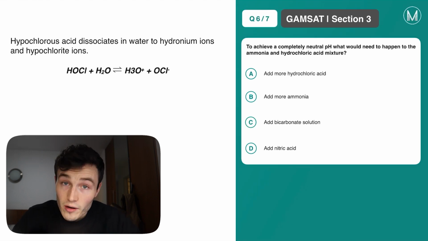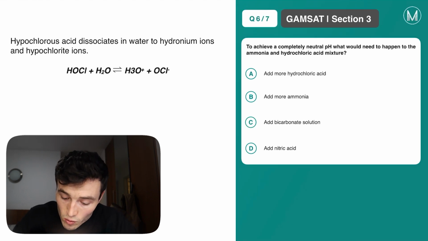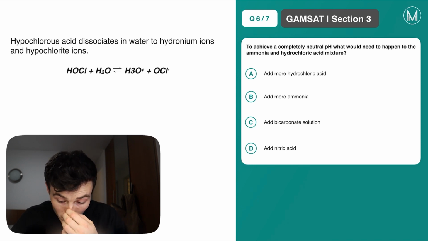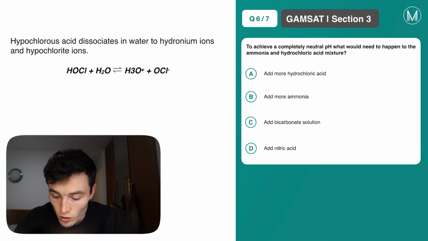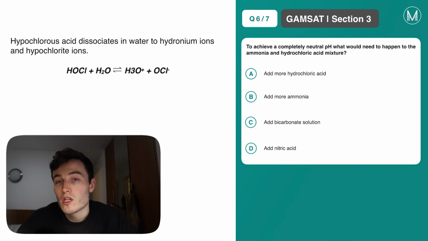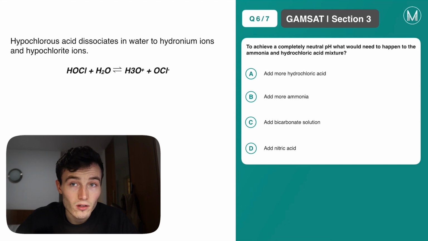So the second last question now. The question says, to achieve a completely neutral pH, what would need to happen to the ammonia and hydrochloric acid mixture? So how do we achieve a neutral pH? We're below 7. We want to bring it up to 7. What do we need to do? So have a go at this question. Pause the video and we'll try this in a minute.